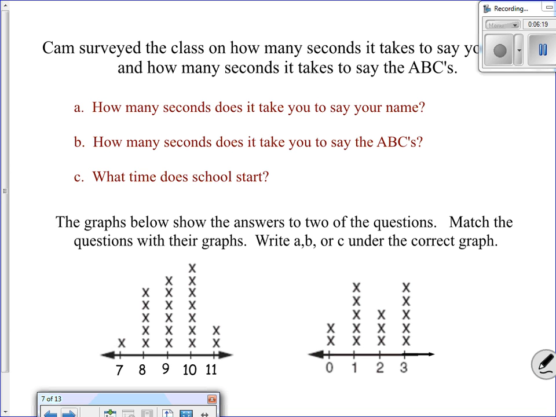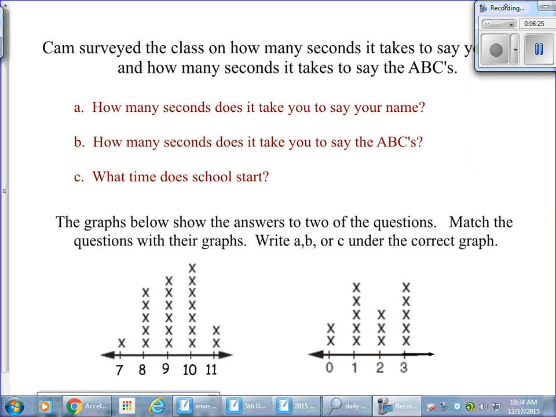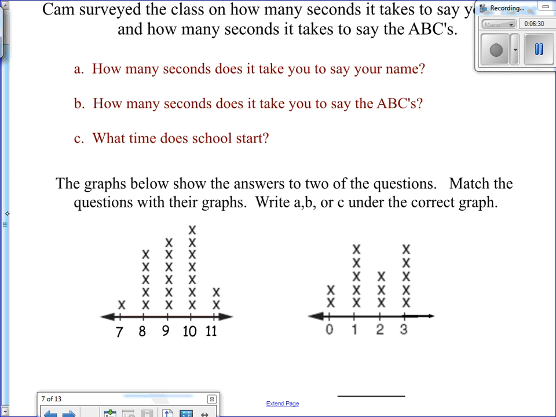Cam surveyed the class on how many seconds it takes to say your name and how many seconds it takes to say the ABCs. So here's some mystery plots, kids. So which one of these things would work? Okay, how many seconds does it take to say your name? So Mr. Green said that pretty quickly, right? Okay, how many seconds does it take to say the ABCs?